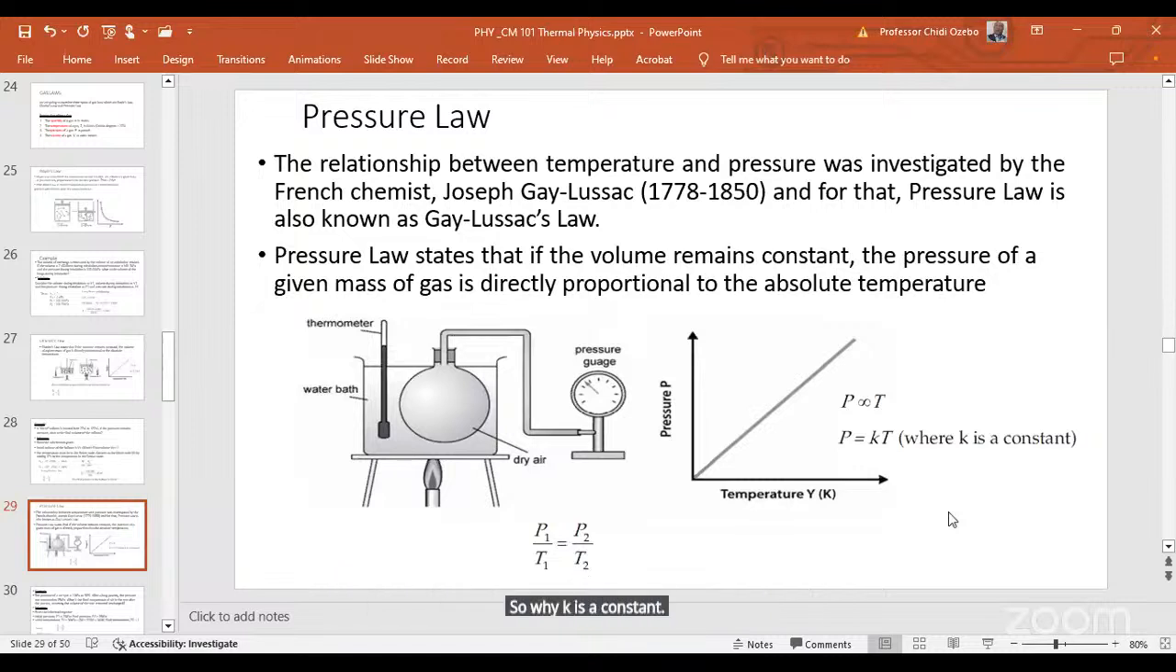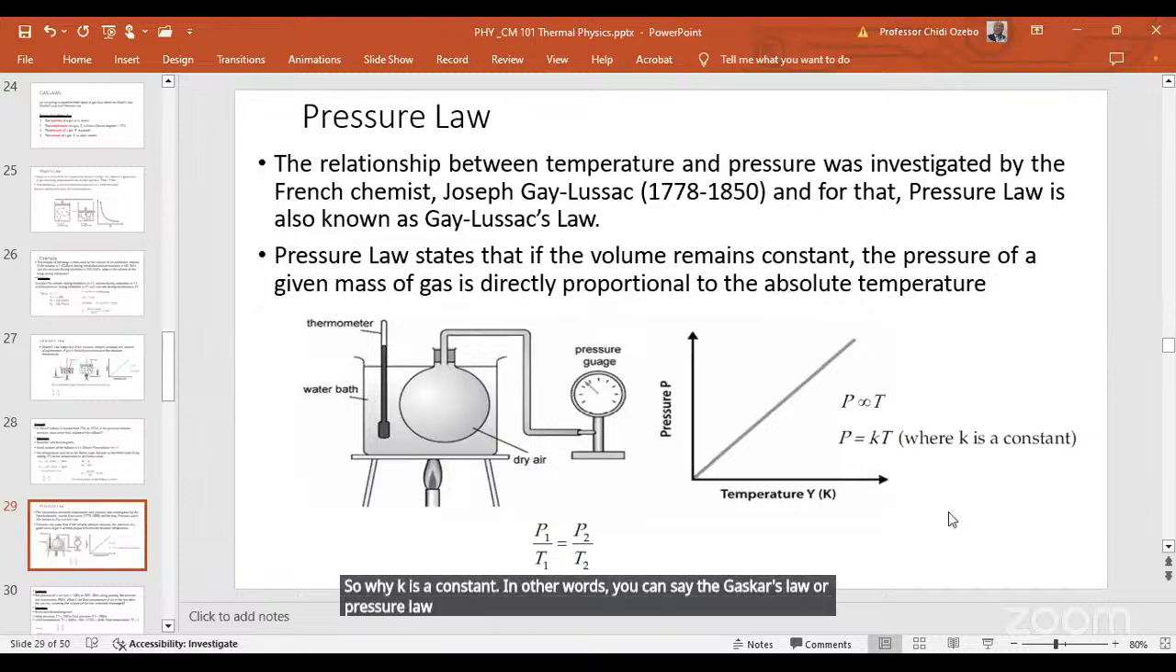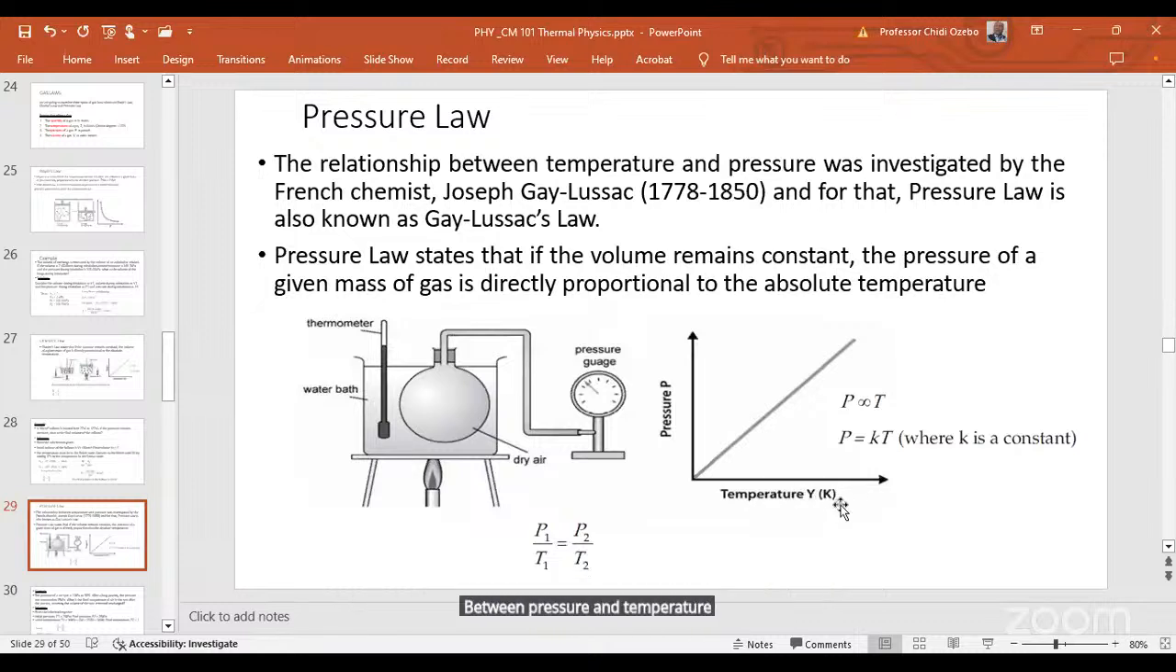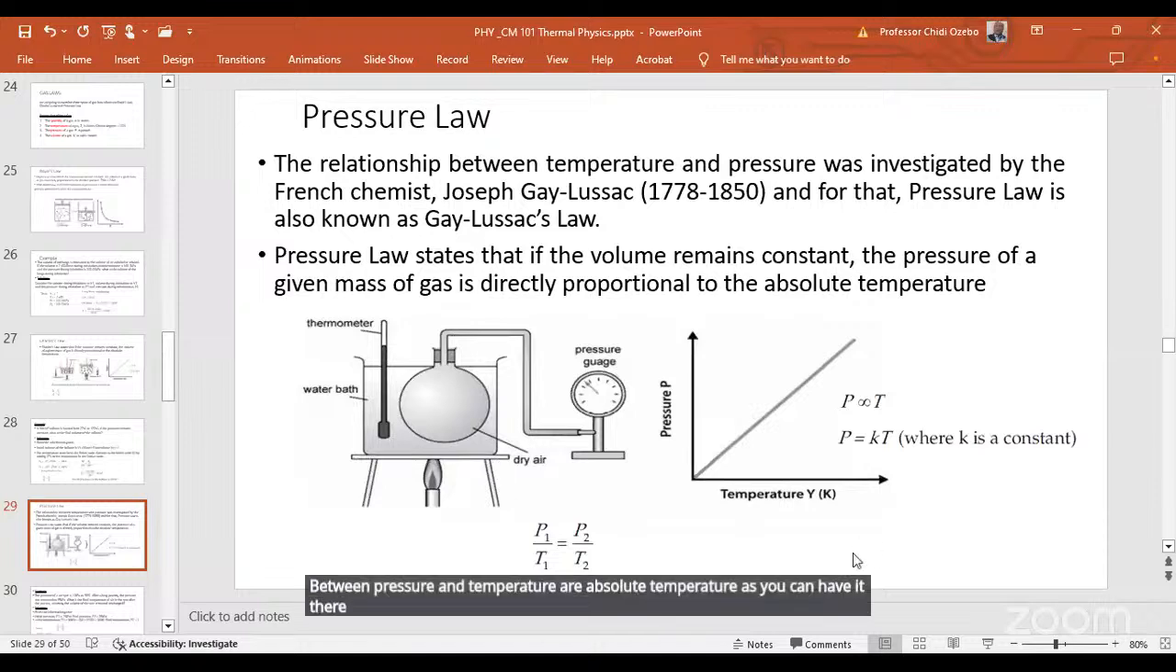In other words, you can state Gay-Lussac's law or pressure law as P1 over T1 is equal to P2 over T2. As you can see, there's a direct relationship, a straight line, between pressure and absolute temperature. So that is the pressure law for you. P1 over T1 is equal to P2 over T2.